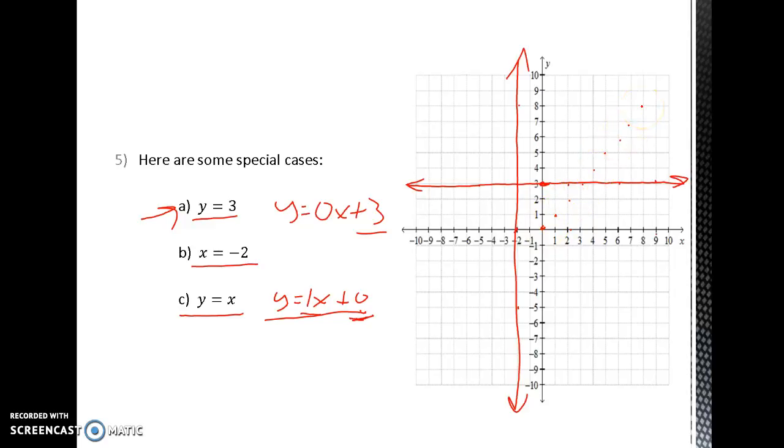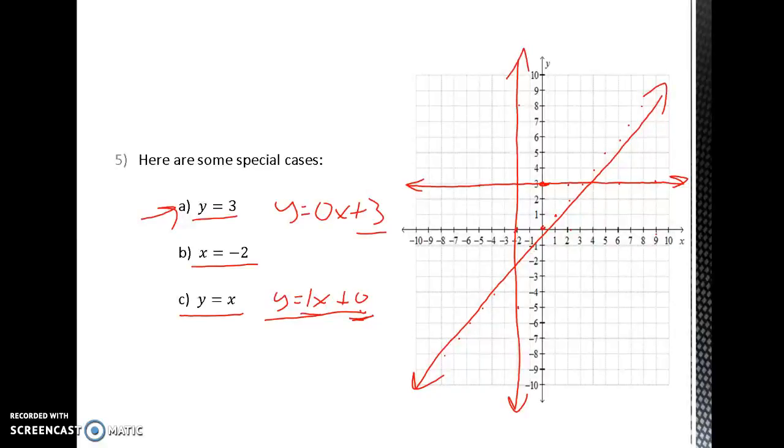Or I could go down 1, left 1, down 1, left 1, and all of these points would be on the graph. And I'm going to have a straight line that goes through all of those points that looks something like that. All right, there you go. That is this assignment. Hopefully you understood that. If not, you can rewatch it again, and we will go over questions that you have tomorrow.